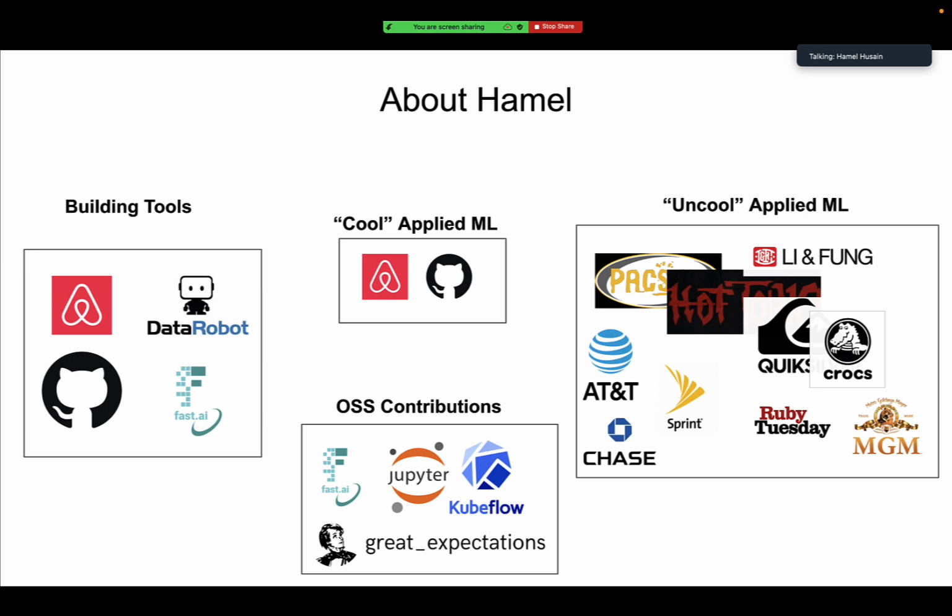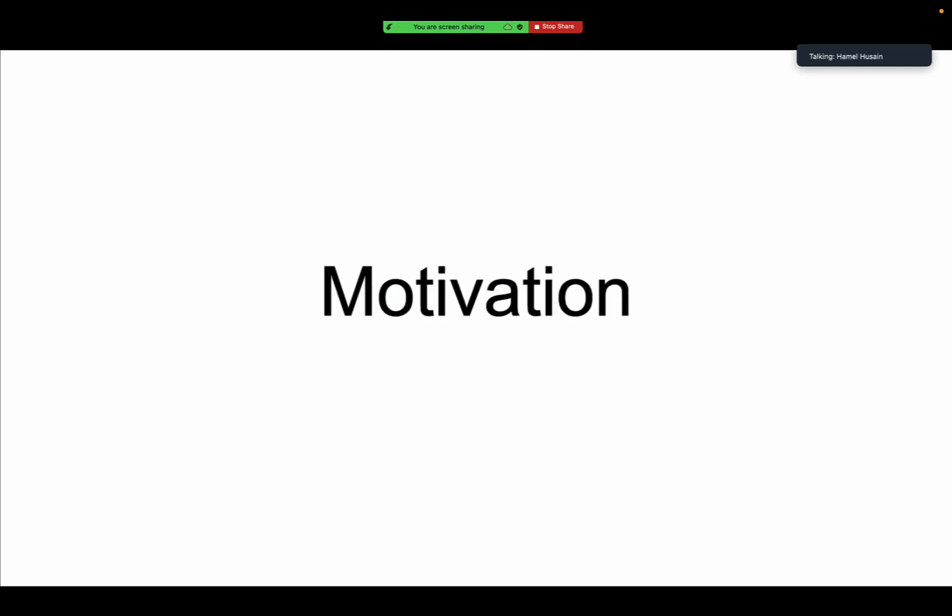I've worked on both what are quote-unquote cool applied ML problems at Airbnb and GitHub, and then also a lot of uncool applied ML, from when I used to be a consultant in things like retail, telecommunications, restaurants, things like that. So I've seen all kinds of different data science flavors, and that really informs my views on tools. Okay, so this talk is about how to evaluate MLOps tools.